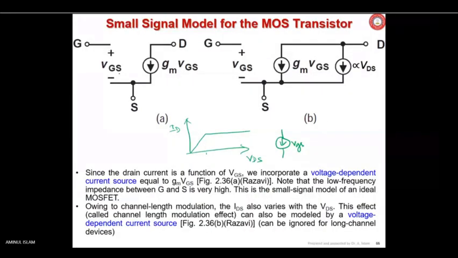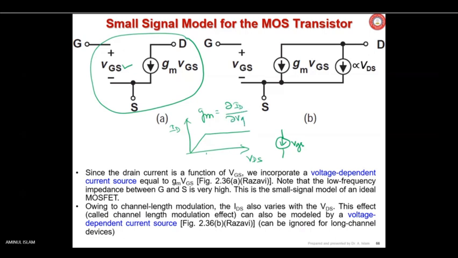So MOSFETs can be represented as this, a voltage controlled current source. At the gate, with respect to the source, you apply VGS and you will get a constant current given by gm VGS, where gm is defined as delta ID divided by delta VGS. ID means IDS, of course.